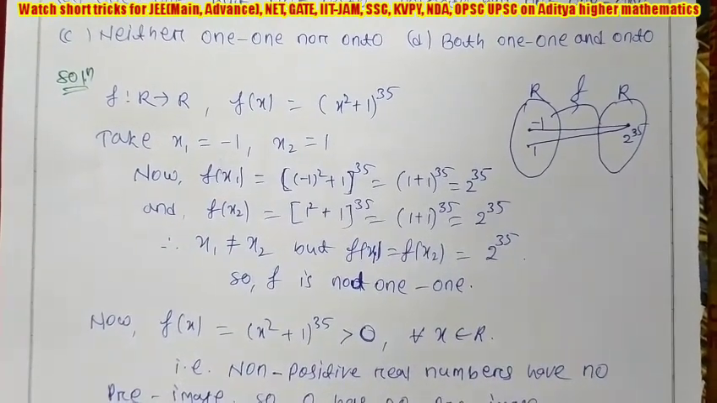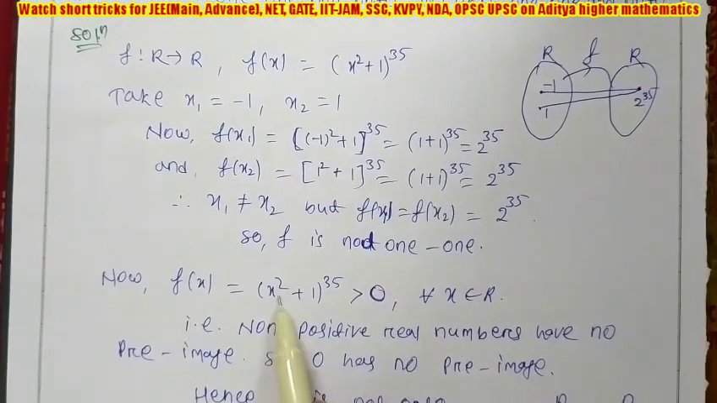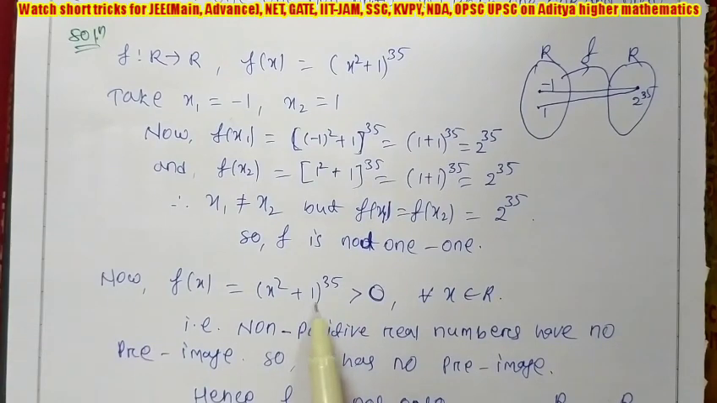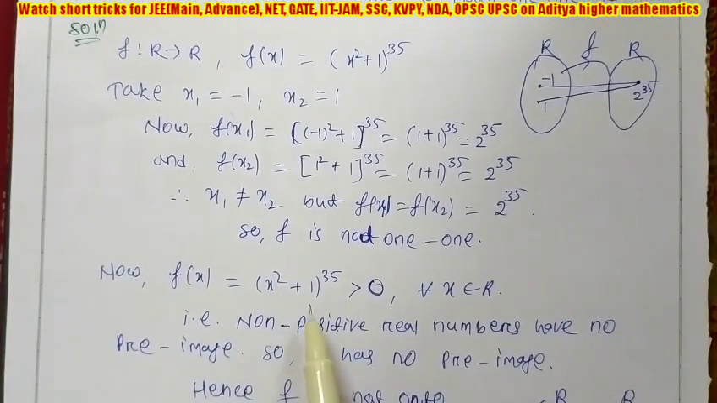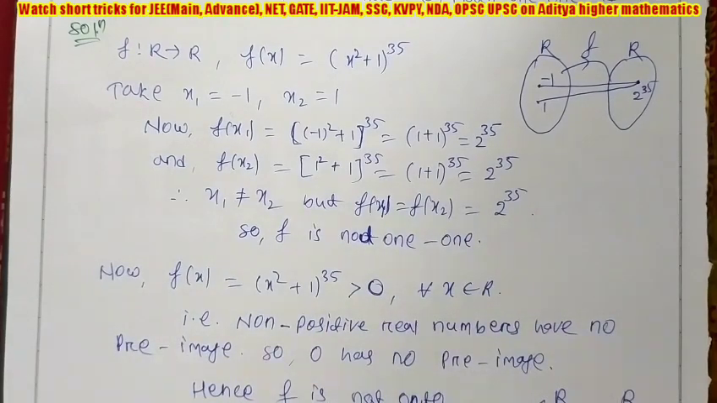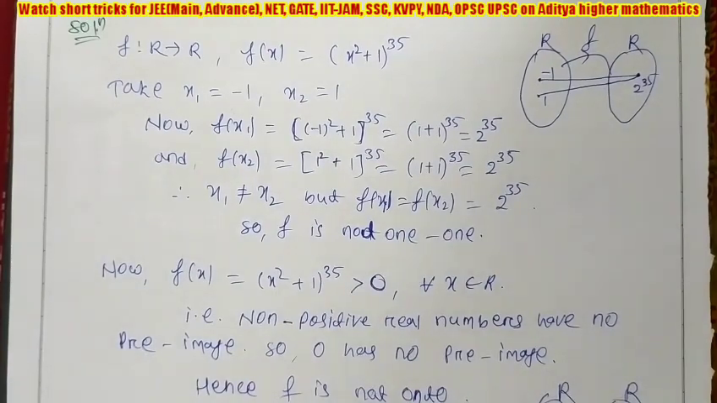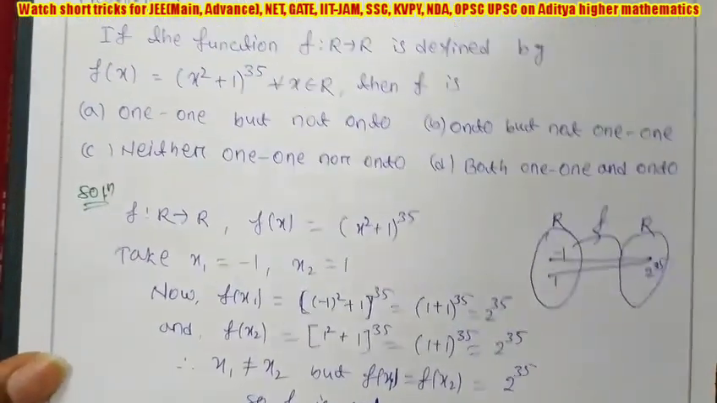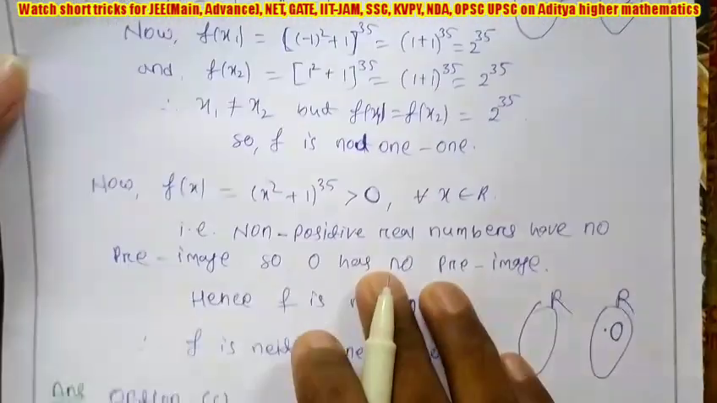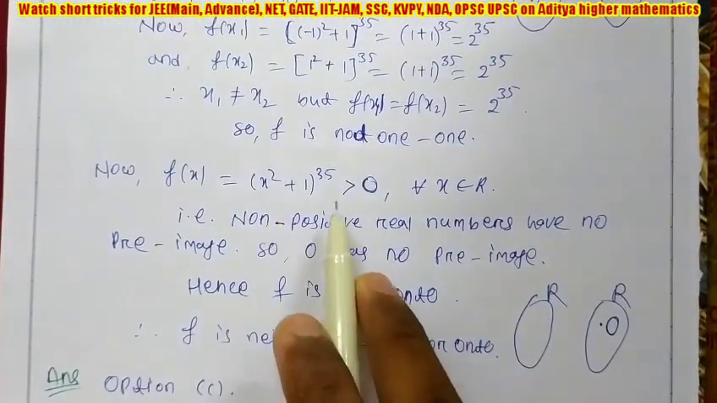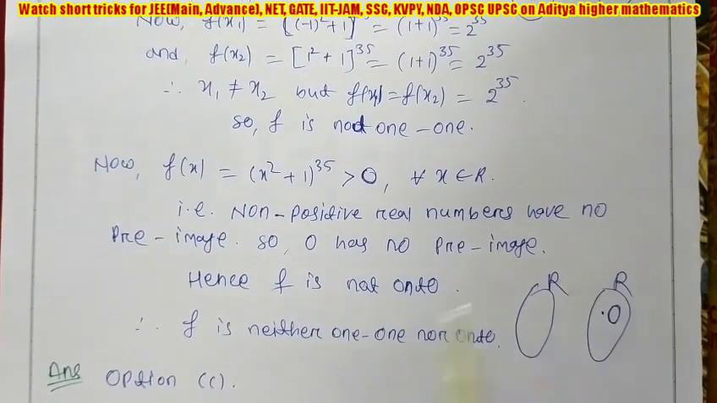Next, what about onto? f(x) is given like this, and since there is a square inside, obviously it is greater than 0 because plus 1 is there. When x is negative, we will obviously get plus 1. For 0 also it is 0 plus 1, it is positive, so it is greater than 0. But the codomain is given R. You look at the codomain R. But whatever range you are getting, it is always greater than 0. So the non-positive real numbers have no pre-image.